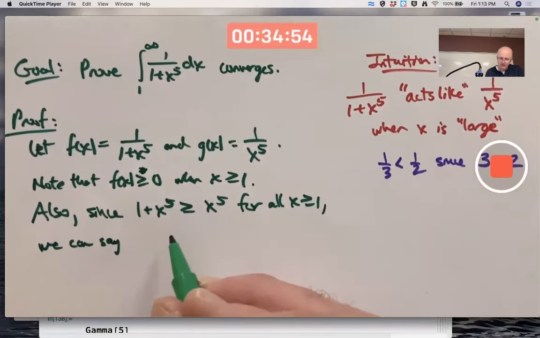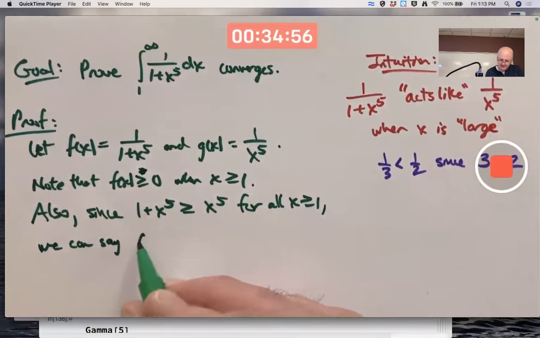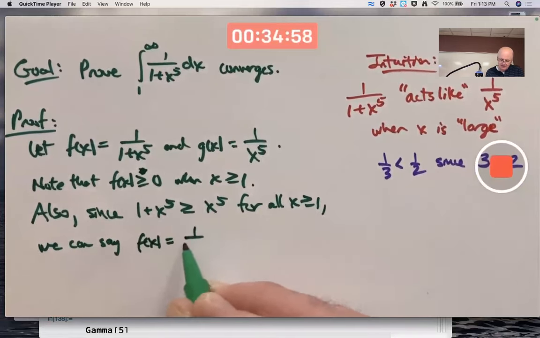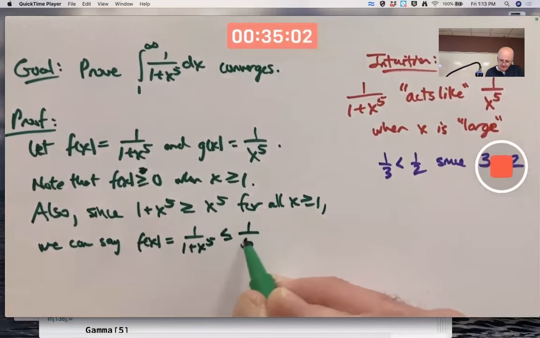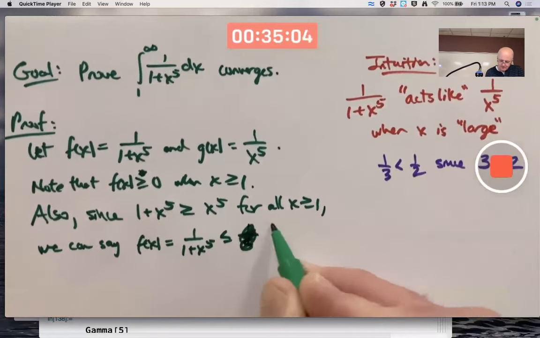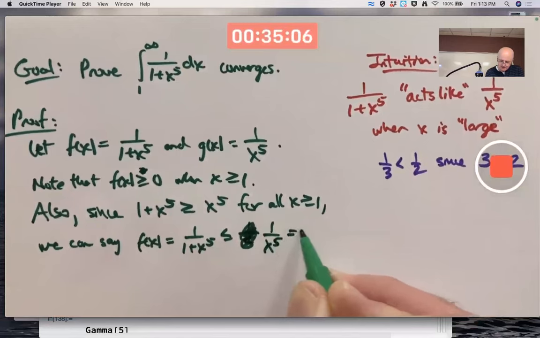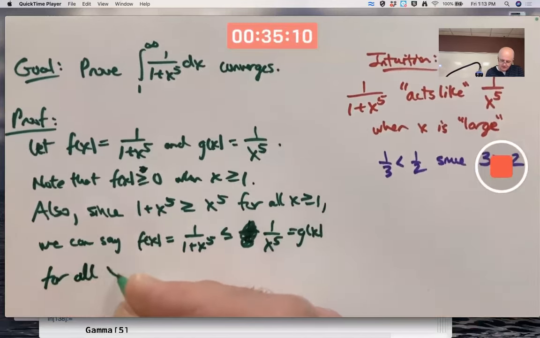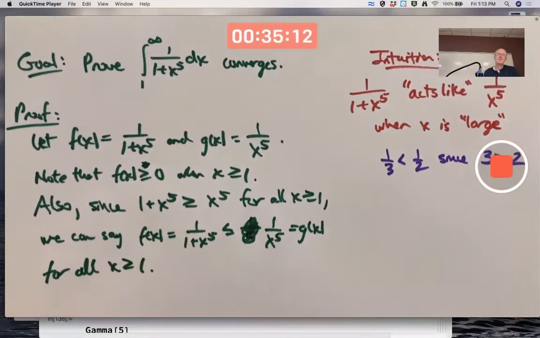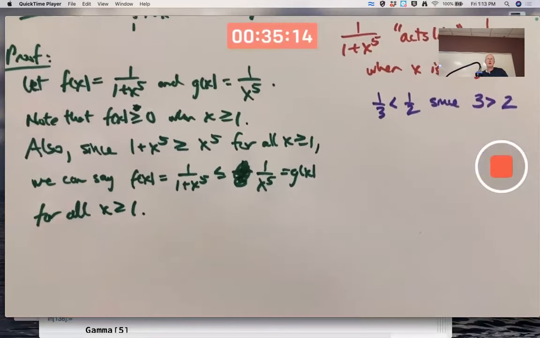1 over 1 plus x to the 5th, which is f of x, is less than or equal to 1 over x to the 5th, which is g, for all x greater than or equal to 1. I'm almost ready to apply the theorem, the comparison test. What's the one thing left I have to verify?